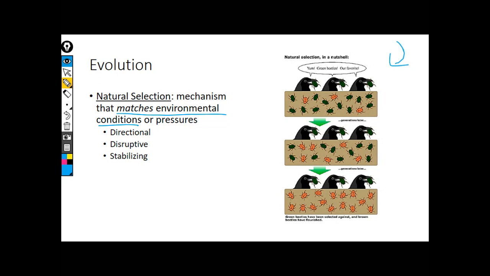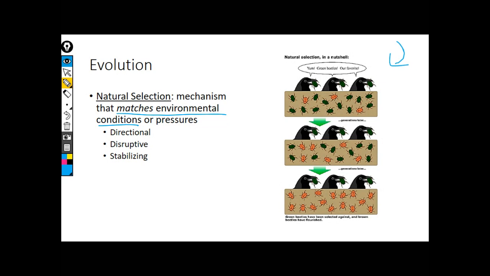So if we look at the example we have over here, we have the ferocious bird oppressors going out and feeding on these bugs. Given the bar we have, green beetles are easier to spot than chartreuse beetles. Most organisms are going to go for the easy meal. I know I do. DoorDash is easier than cooking.